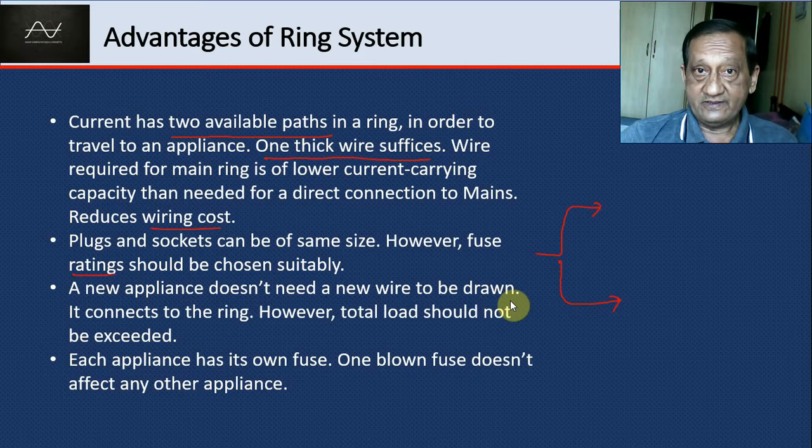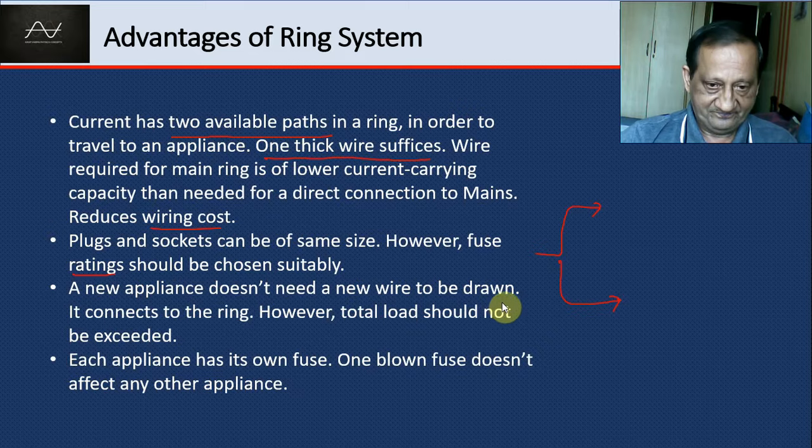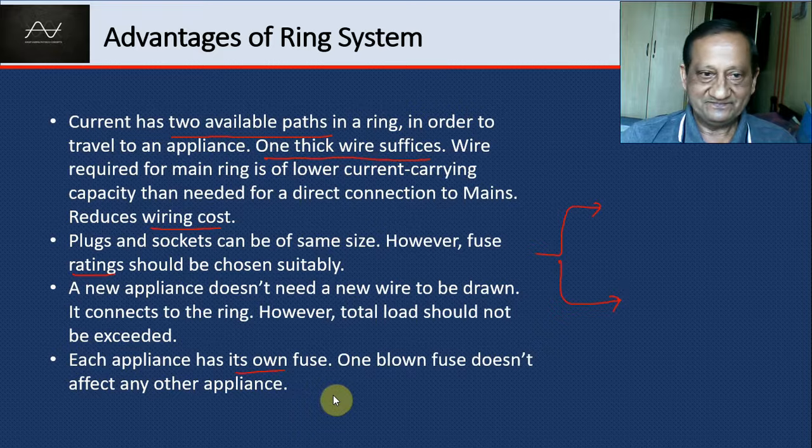Very importantly, since the ring is there throughout the house, if you are putting a new appliance, you don't need to draw a completely new wire from the distribution box. You simply connect it to the ring, making sure that the total load is not exceeded. Each appliance has its own fuse. Okay, so those are the advantages of the ring system.